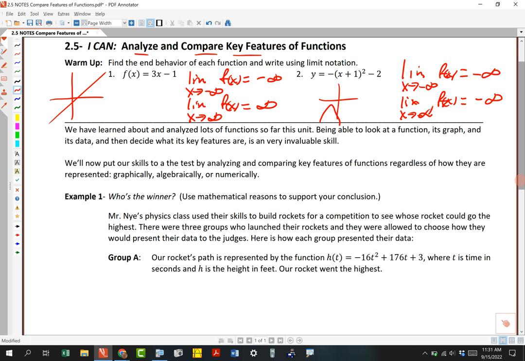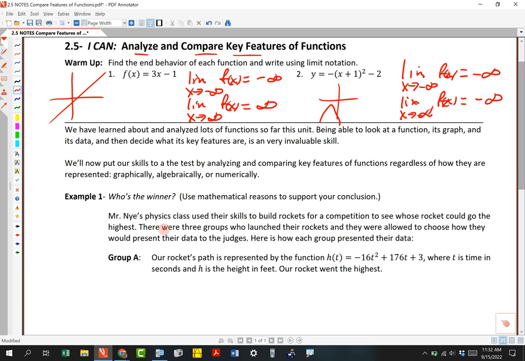Okay. So we have covered enough of this stuff that we know a lot about functions. We know how to analyze them. We were talking about increasing, decreasing, positive, negative, all sorts of stuff. We've got some pretty good skills. Now we want to put it to the test on kind of a real world situation. Now this is contrived, this is made up, okay? But you can kind of see where things like this might be helpful. So it says, who's the winner? Use mathematical reasoning to support your conclusion.